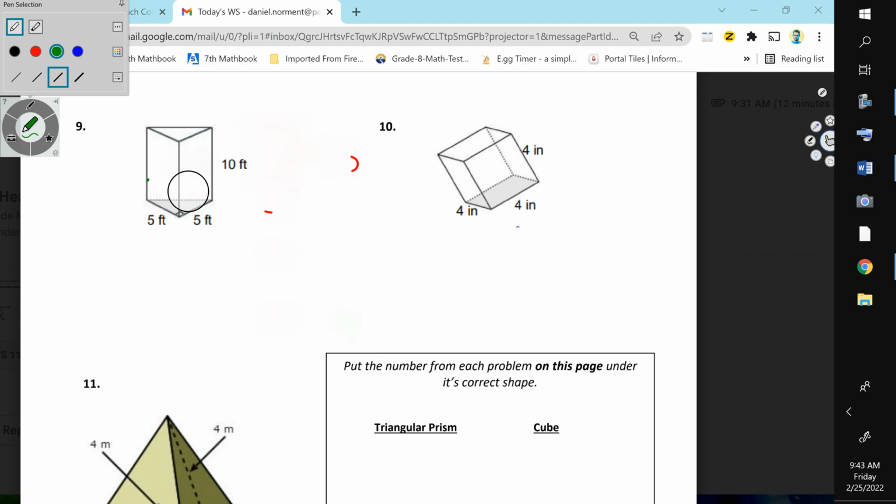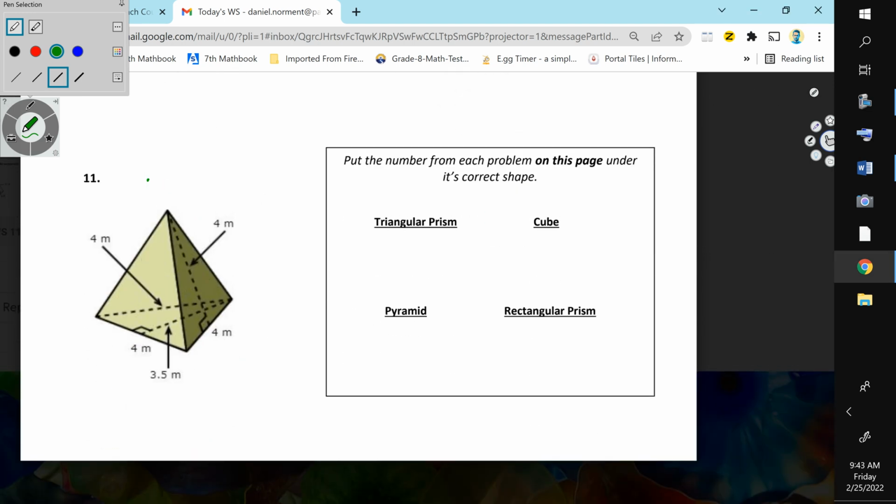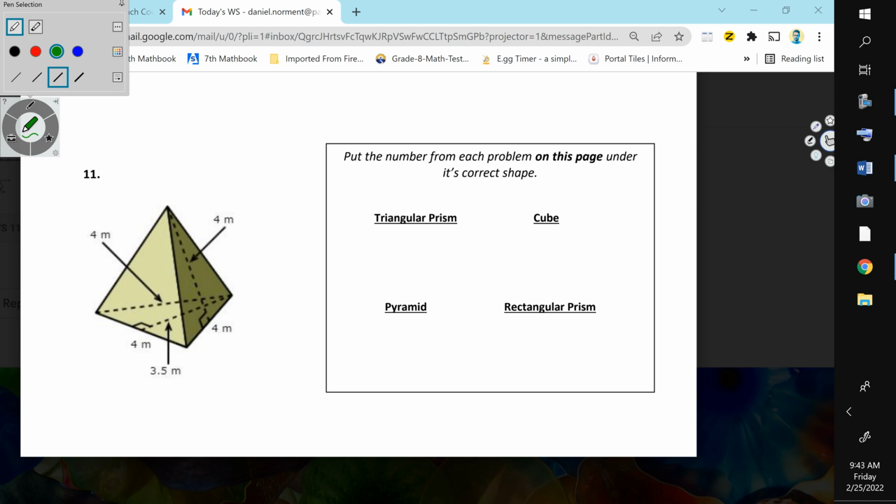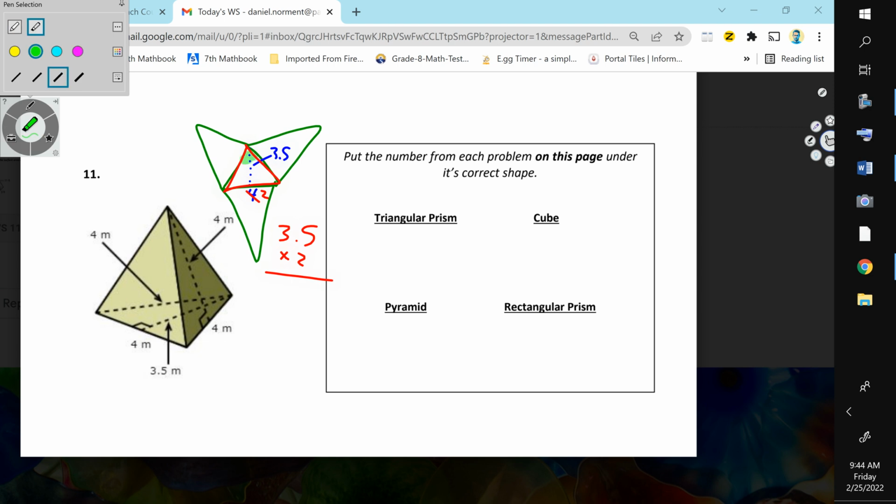And then number 12. Oh, so forgive me, number 11. It's going to be a triangular-based pyramid. And the height of this is going to be 4. And the width, oh, I'm sorry, the height of this is going to be 3.5. And the width is 4. So when you find the surface area of this triangle in the middle, cut this in half and do 3.5 times 2. And that will give you this surface area right here.